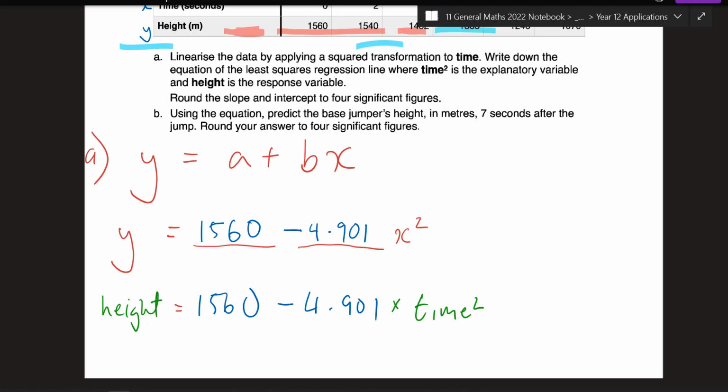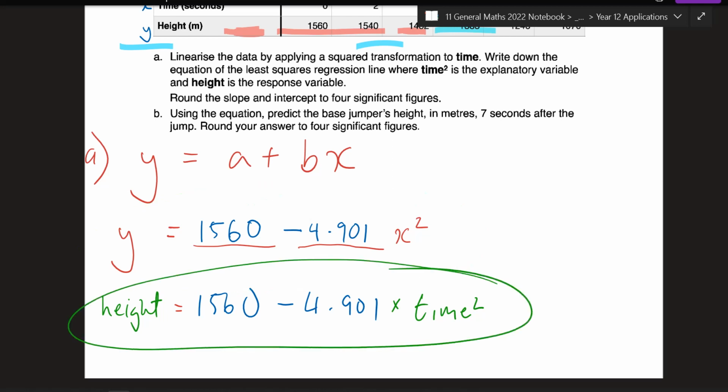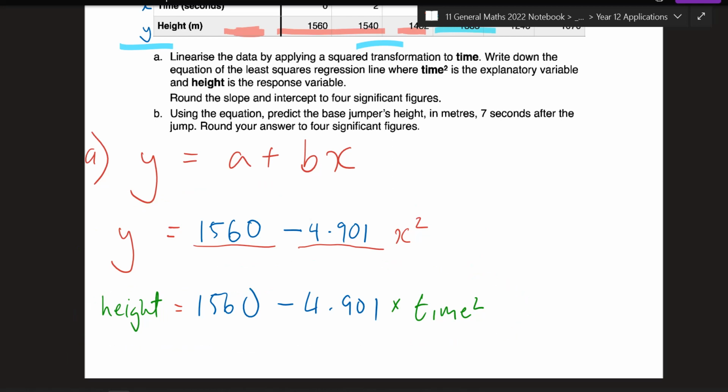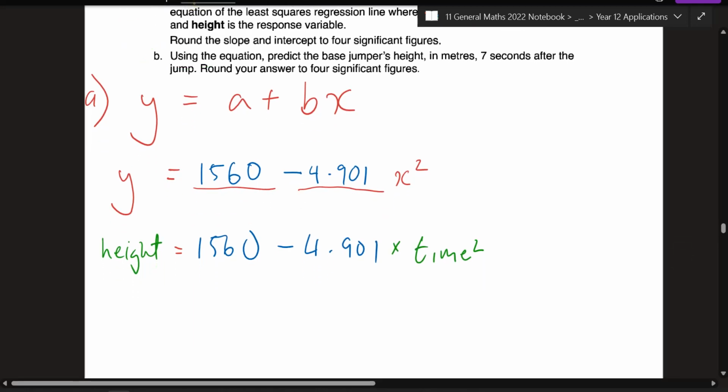This is what they expect you to do. Don't just leave your formula as this. Okay, that's only a 1 mark. Okay, if you do it this way, that's 2 marks. Okay, so there's my formula. Now, using this equation, we need to predict the base jumper's height in meters after 7 seconds of the jump. Round your answer to 4 sig figs.